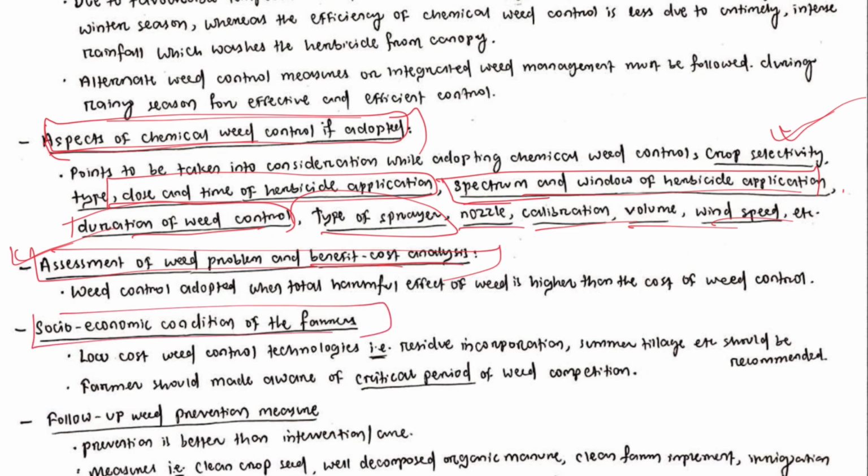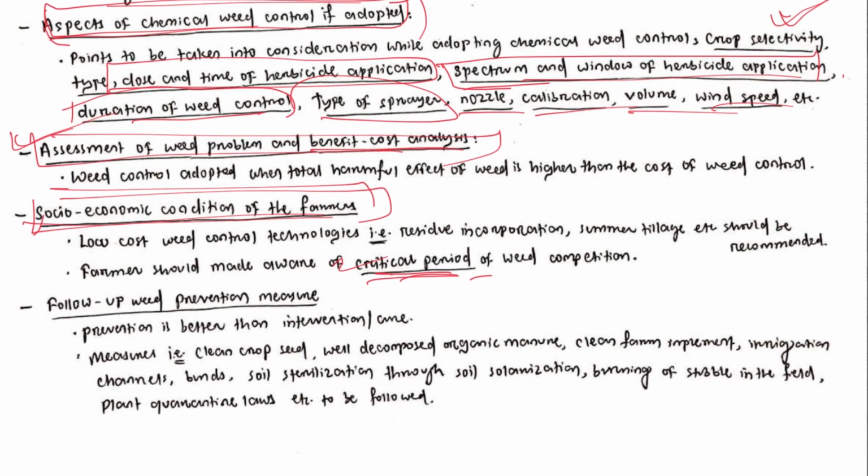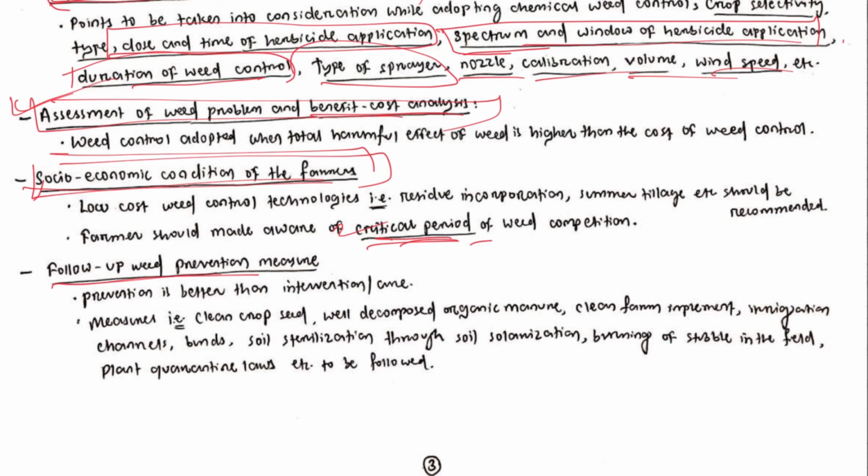Then the socioeconomic condition of the farmer. If the farmer is poor, we should not recommend that the farmer rigorously control the weeds. We can suggest that they use the threshold limit level and always do the weeding at the critical period. Then we can recommend low cost weeding techniques. Then follow preventive measures. Even if we are controlling the weeds, we should also take care of preventive measures.